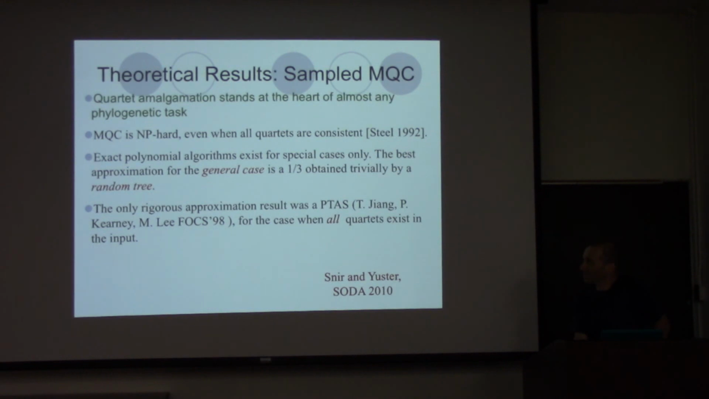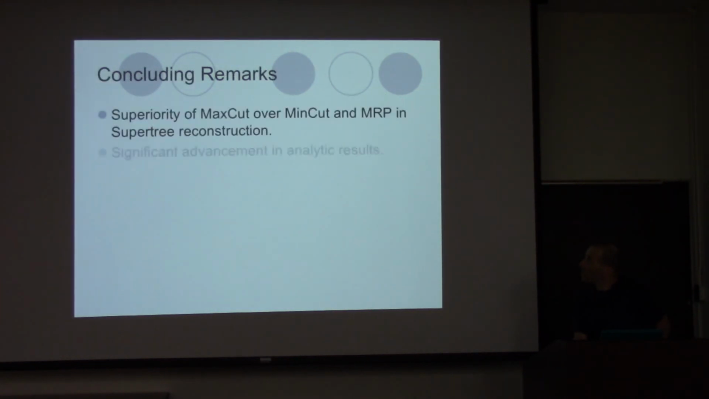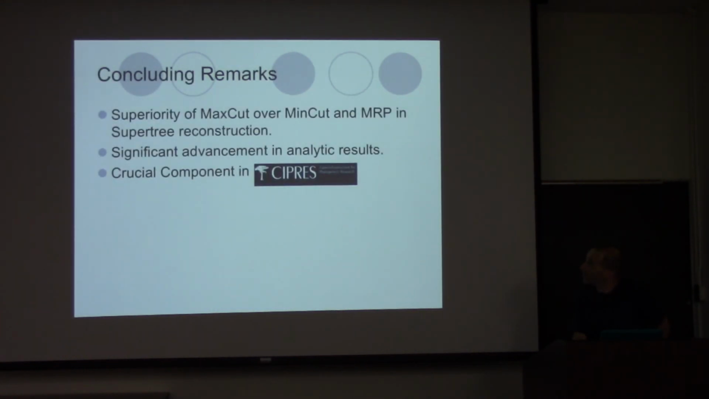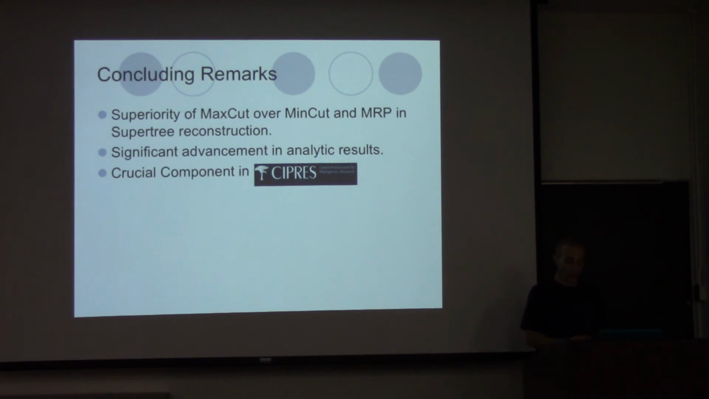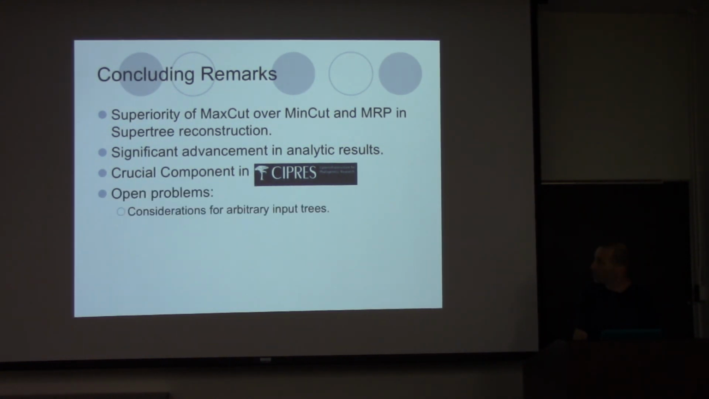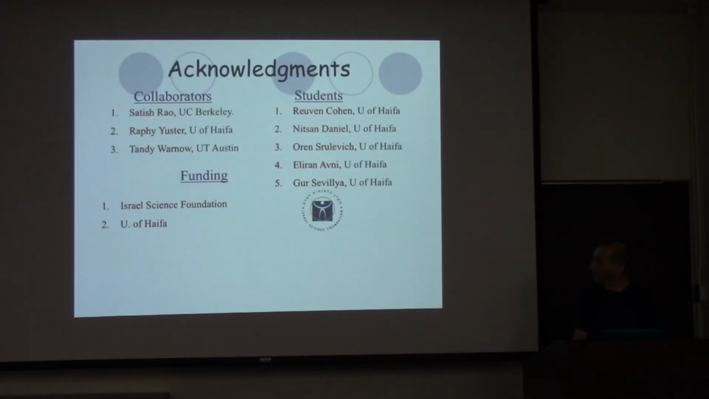Concluding remarks: supertree by max cut is superior over min cut and MRP. Superiority of the max cut idea, in triplets and in quartets, is a significant advancement. This is Cypress. When I was a postdoc, Cypress was a big project. I don't know where it stands now. Open problems, we will discuss all of them tomorrow.